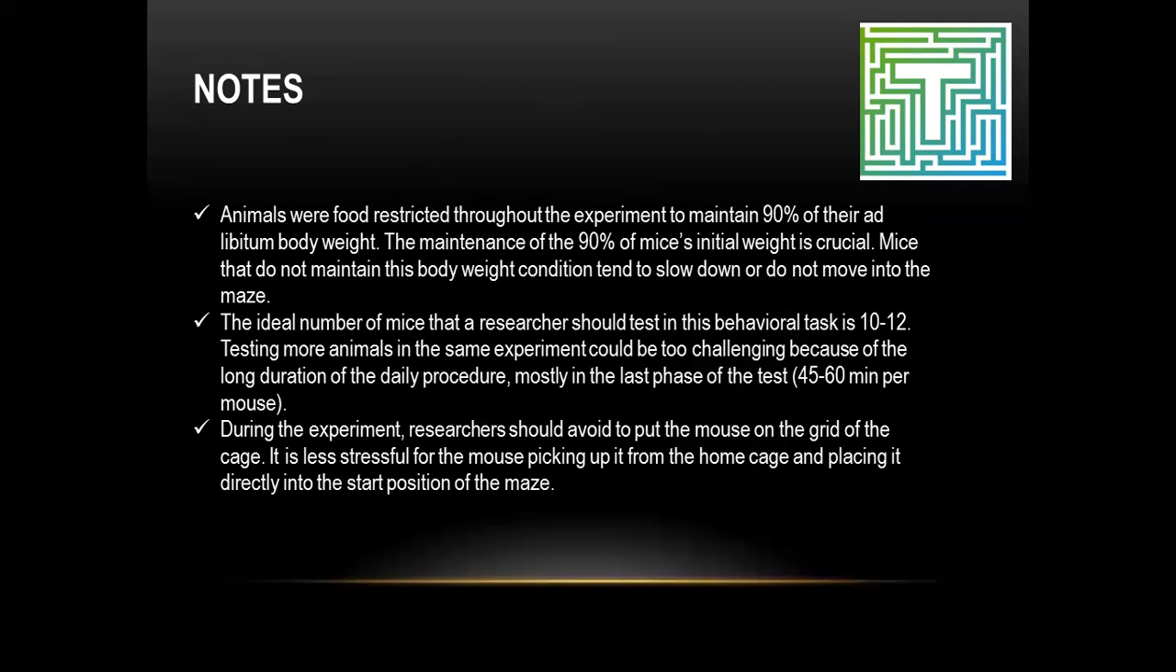The ideal number of mice that researchers should test in this behavioral task is 10 to 12. Testing more animals in the same experiment could be challenging, and it could increase the time. The overall experiment should take about 40 to 60 minutes per mouse. During the experiment, researchers should avoid putting the mouse on the grid of the cage. It is less stressful for the mouse to pick it up from the home cage and place it directly into the start position of the maze.